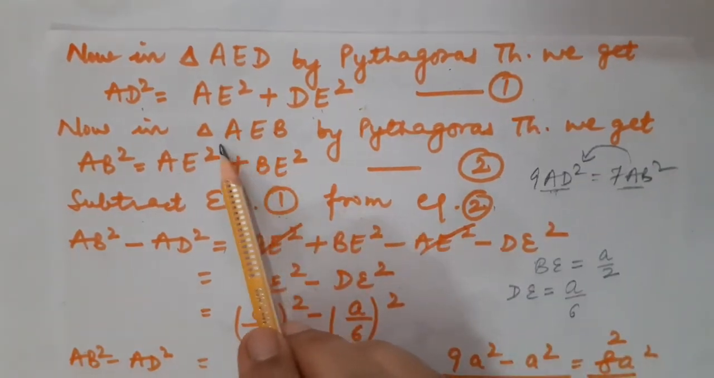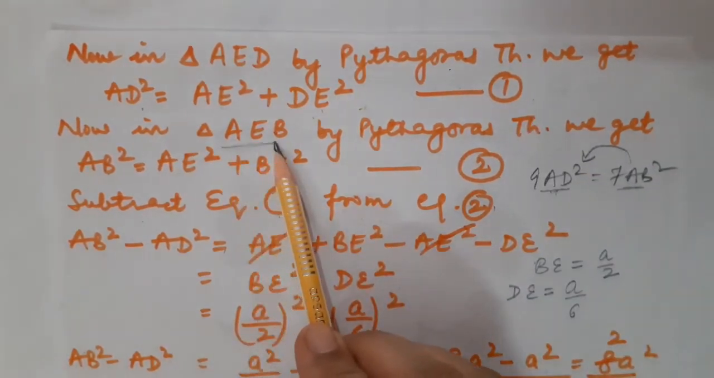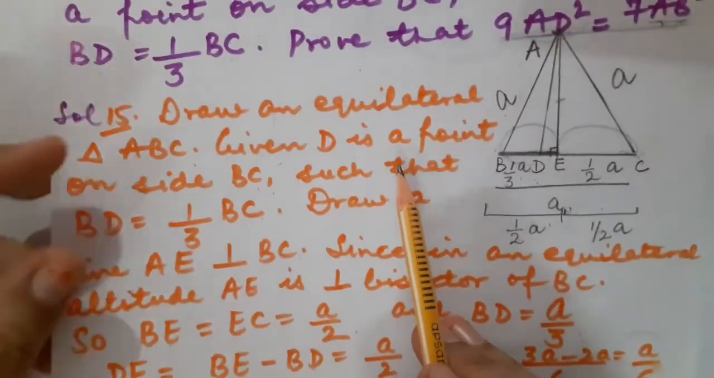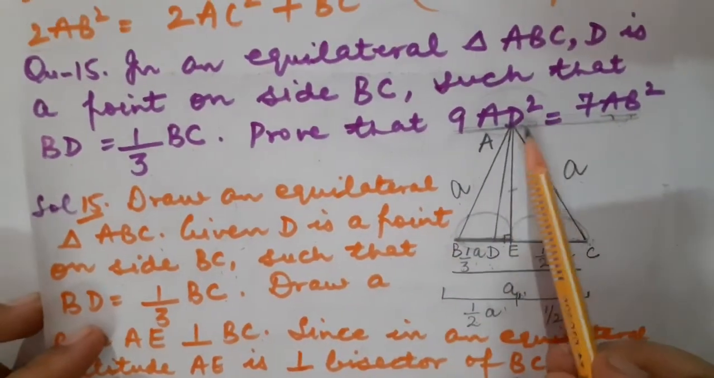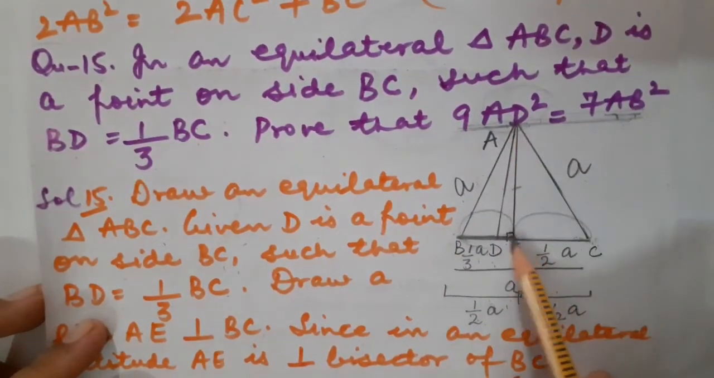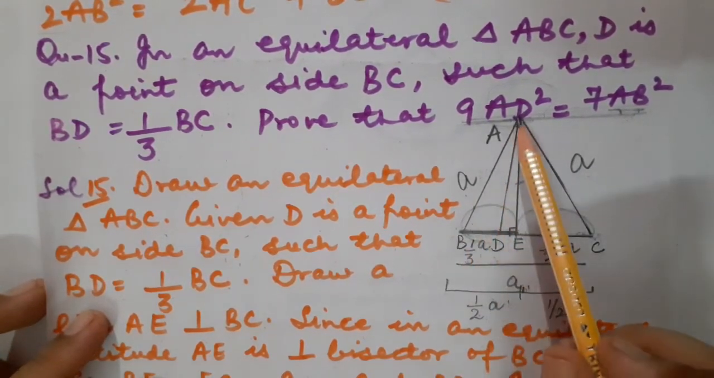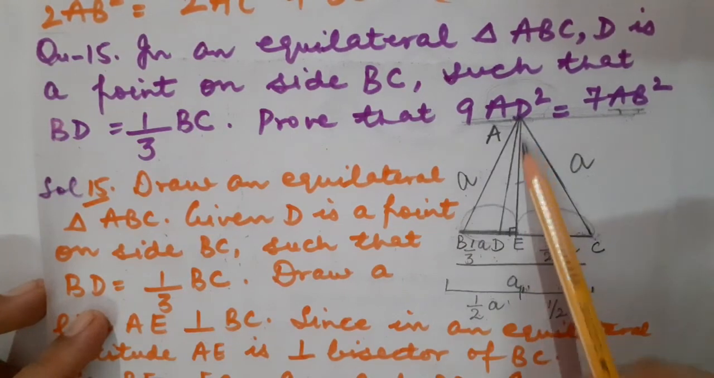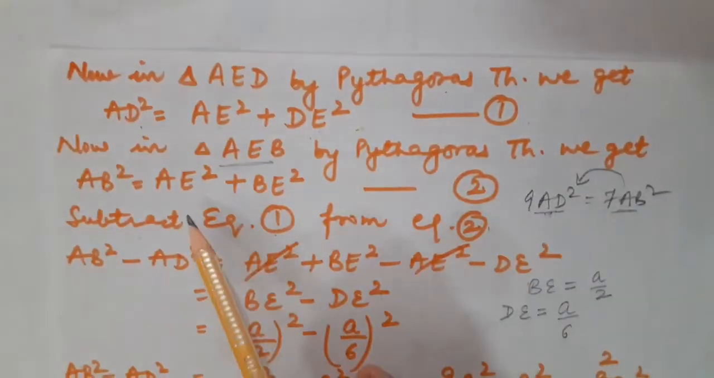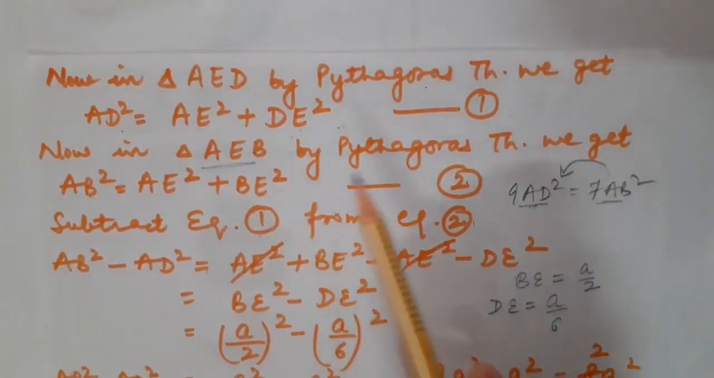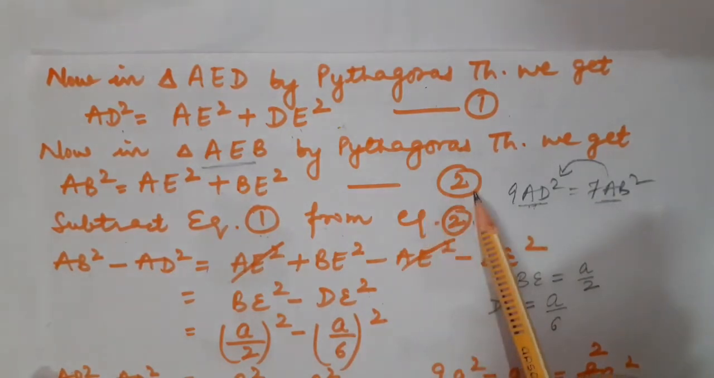Now again I am going to apply Pythagoras theorem in triangle AEB. This is AEB. Why? Because I want AB square now. AB square is equal to BE square plus AE square. The same thing is written. So let it be considered equation number 2.